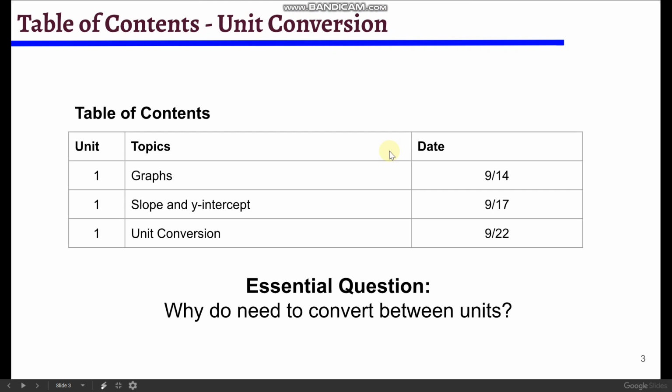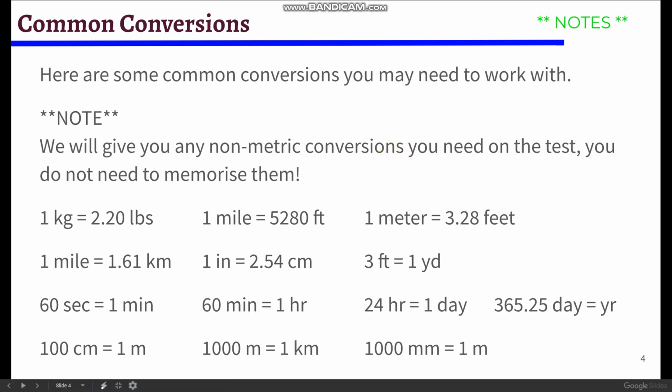Okay, all right. So here are some common conversions that you may need to work with. Note, we will give you any non-metric conversions that you need in the test. So if you're wondering what a metric conversion is, don't worry, we're going to cover that tomorrow. But you do not need to memorize these.